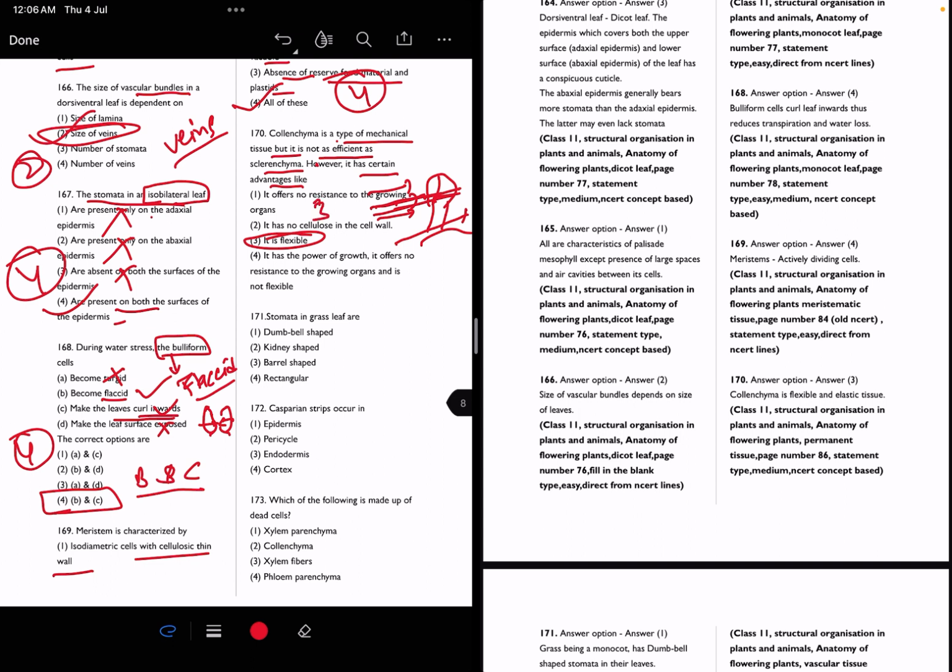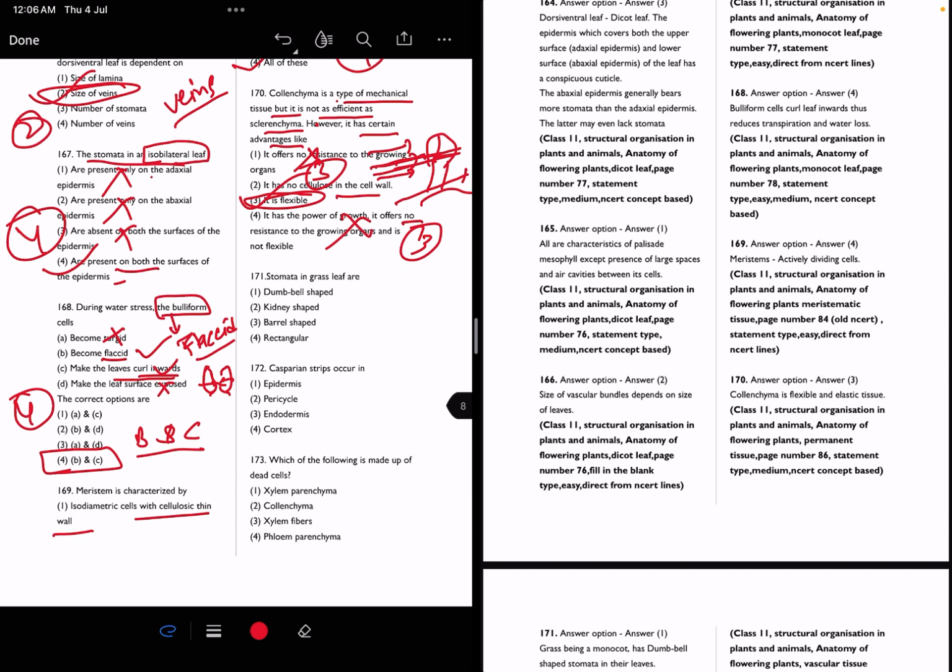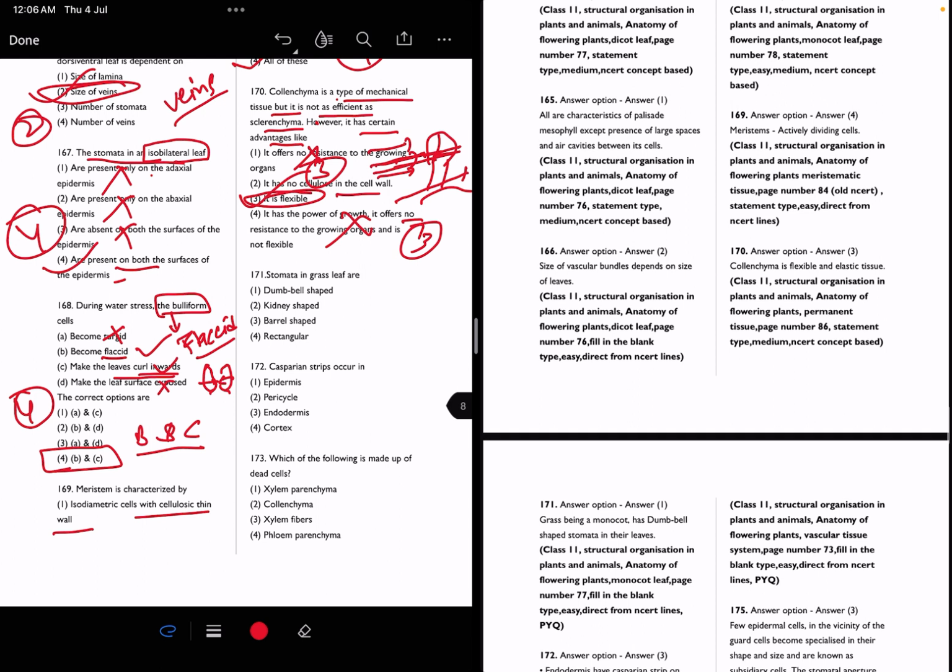Read the other options also. Resistance always offers resistance, so saying no resistance is the wrong approach. And in plant tissue, cellulose is present. So the answer is the third option.